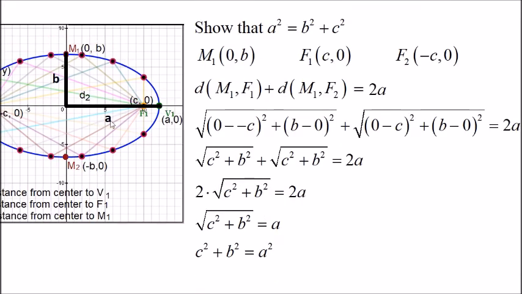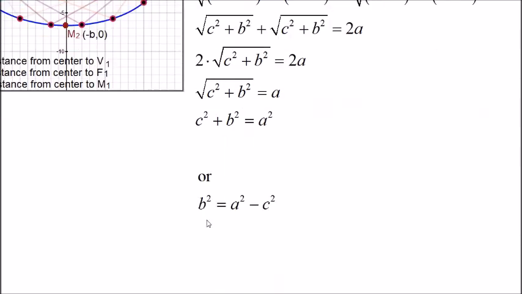Once again, A is the distance from the center to the vertex 1. C is the distance from the center to focus 1. B is the distance from the center to M1. And we have C squared plus B squared is equal to A squared. And then we could also rewrite it as B squared is equal to A squared minus C squared. And we need this in the next part.